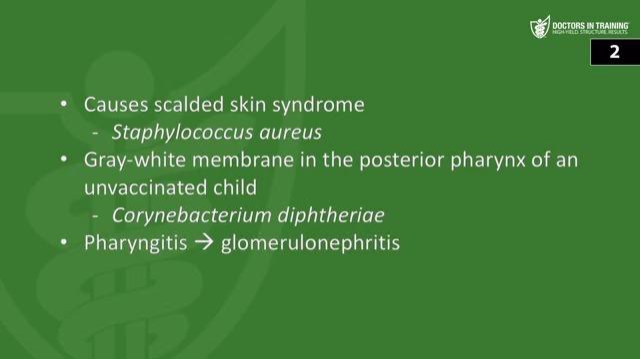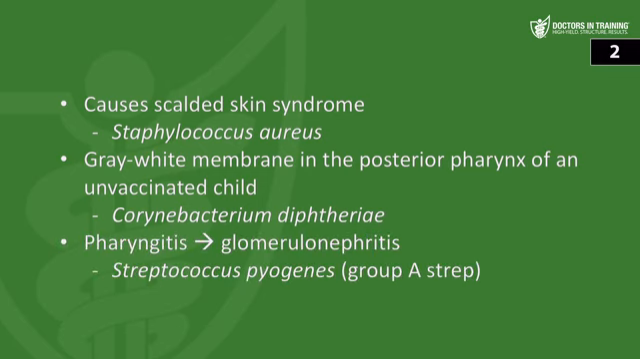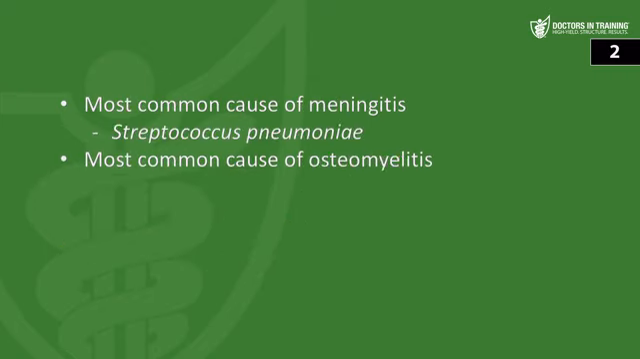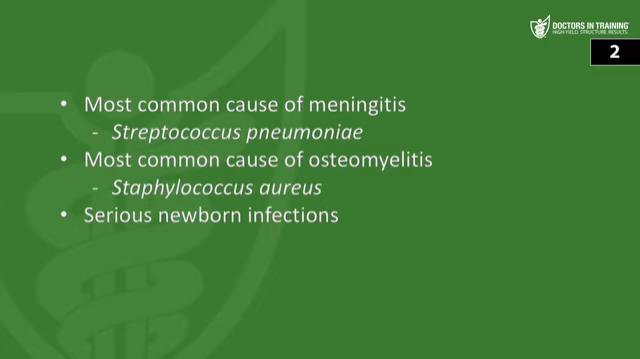Pharyngitis resulting in glomerulonephritis is group A strep or strep pyogenes. Most common cause of meningitis is strep pneumoniae. Most common cause of osteomyelitis is Staph aureus. Serious newborn infection, group B strep, listeria, and E. coli are the three that you need to know, but E. coli is gram-negative. Now let's move on to the lecture.